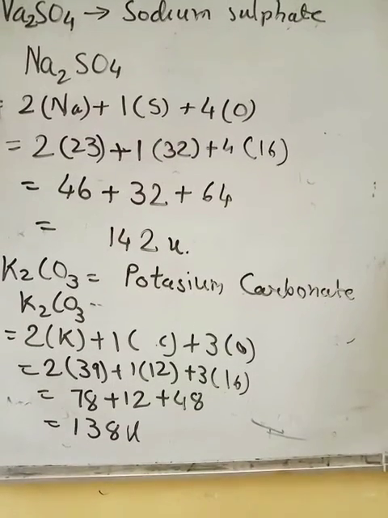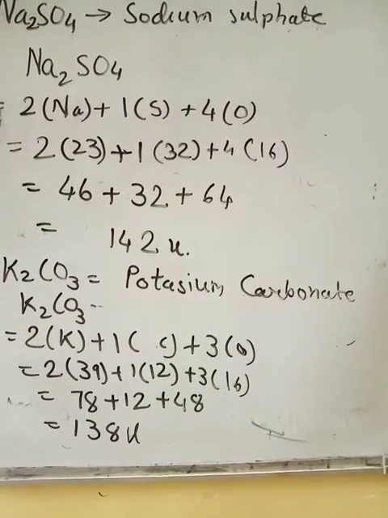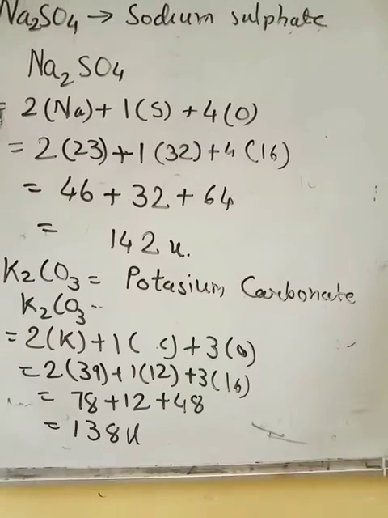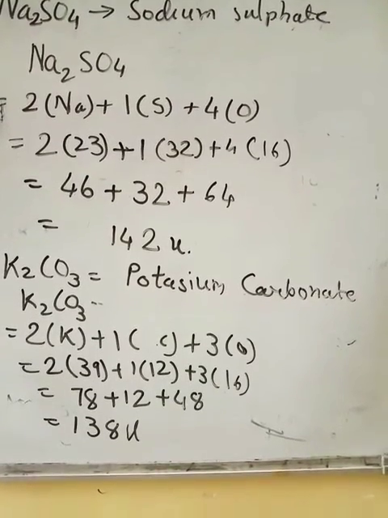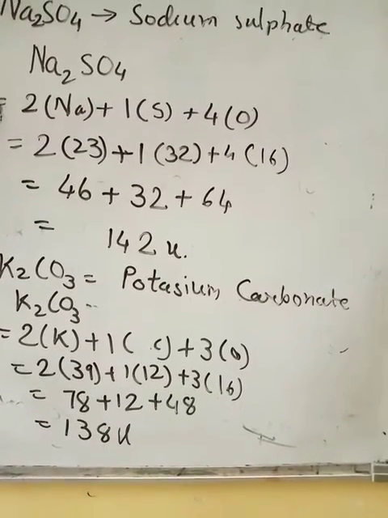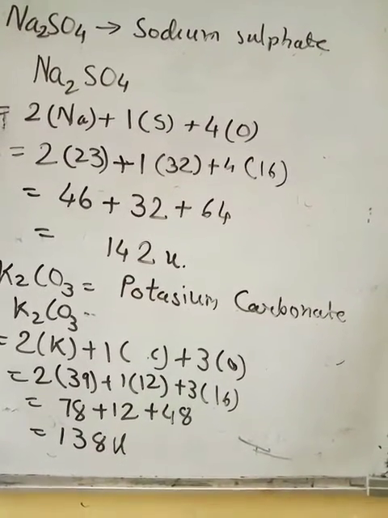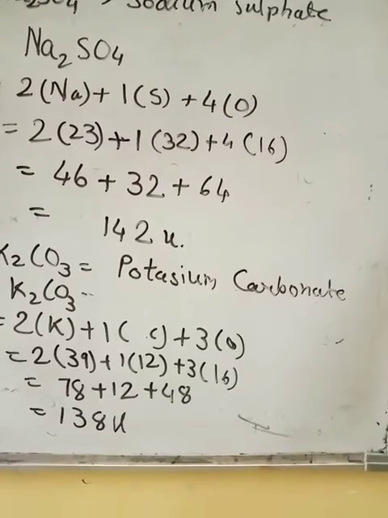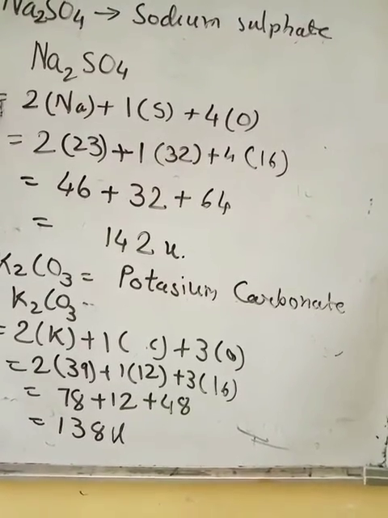After that 138, what have you written? U means the Dalton. 138 U. It's a unit of the molecular mass. Okay. So for every sum you are going to write down U, the notation for Dalton.